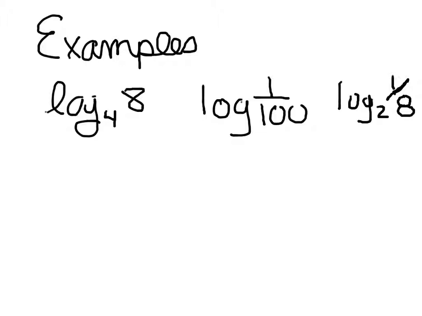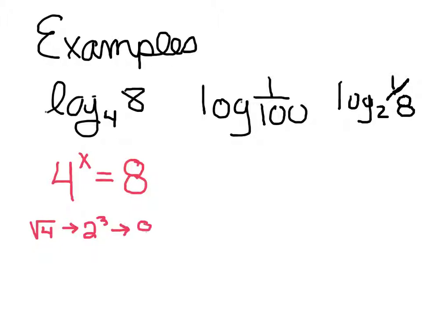We're going to start off with pretty easy problems where you just have to say what the exponent is. So when you look at this first problem, this is asking you 4 to what power is equal to 8. You're going to think your way through it. You're going to need to square root the 4. That'll give you 2. And then you're going to need to cube the 2, and that will give you 8.